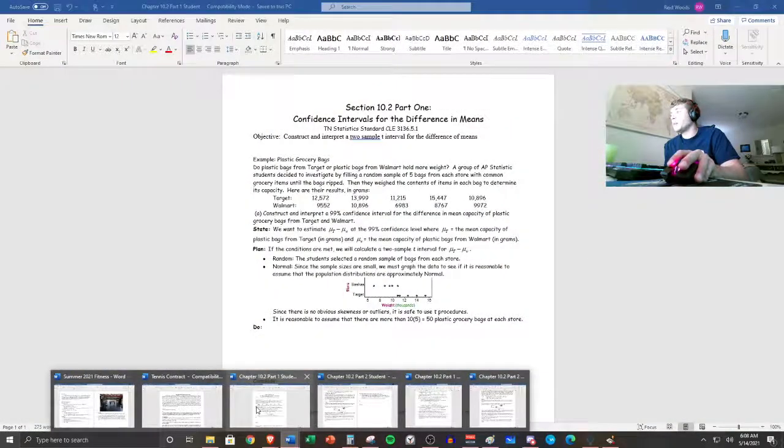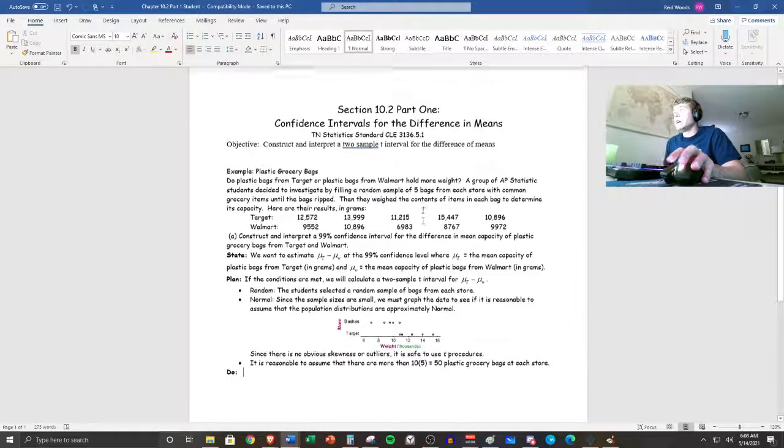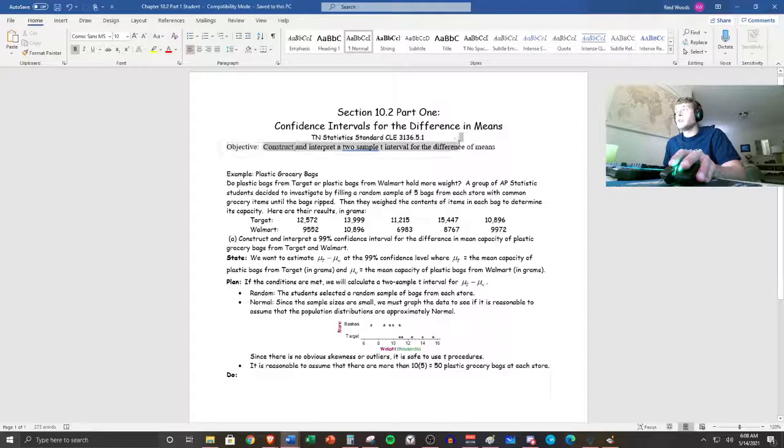Let me pull up this. Okay, so this is confidence intervals for the difference of means. I'll be uploading this sheet to Kitim. Our goal is to construct and interpret a two-sample t-interval for the difference of means. So the example is plastic grocery bags, and a lot of the work has been done on here. But let's just read through it.